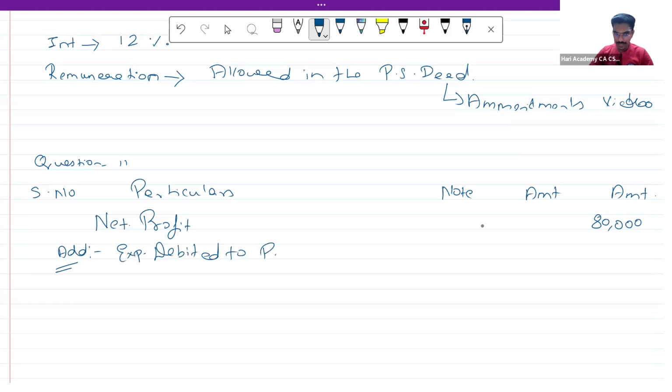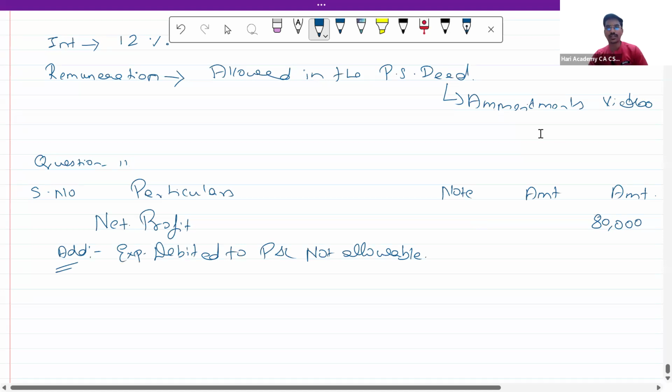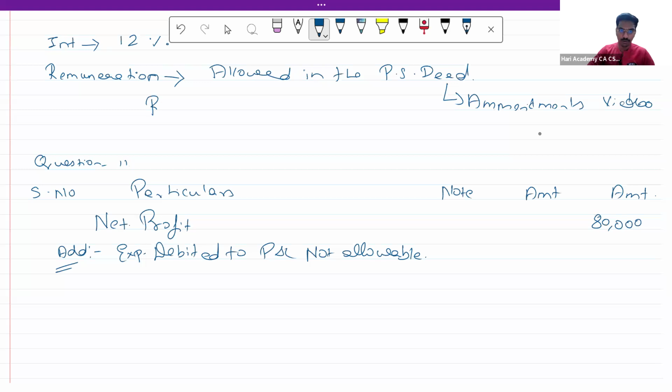Debited to P&L. Not allowable. Not allowable. Okay. So the first one is all the salary. So what you have to do is, to find what is the amount of remuneration which is allowable, first you have to find out the book profit.